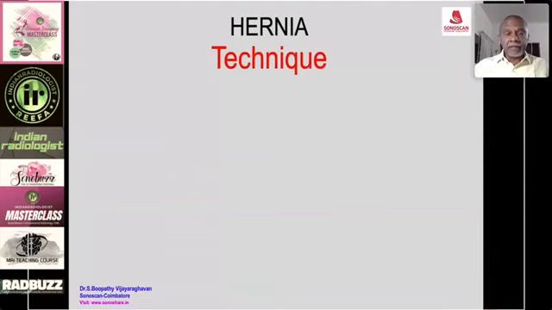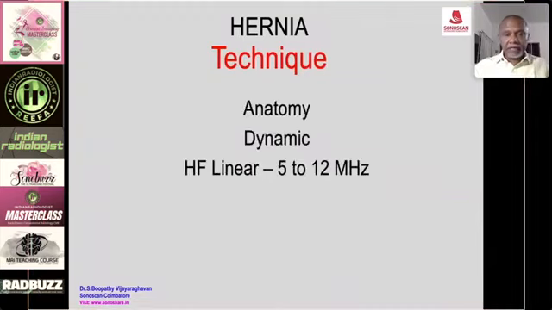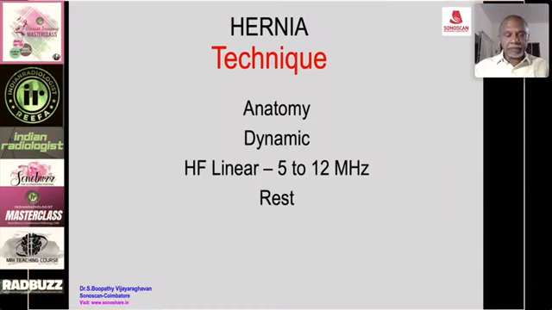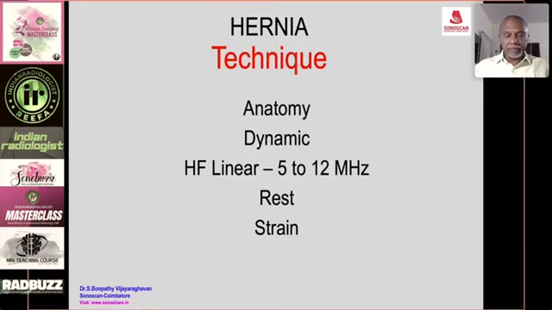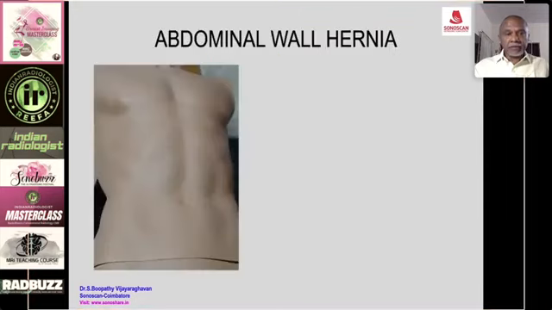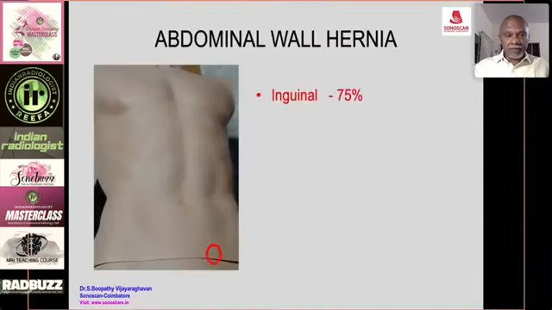Now, coming to the technique, we have to know the anatomy. It is an essential dynamic study, and the probe is usually a high frequency linear probe, 5 to 12 megahertz. If the patient is obese, then we use the convex probe. We examine at rest, and then when the patient is straining to elicit the protrusion, and sometimes also in an erect posture of the patient.